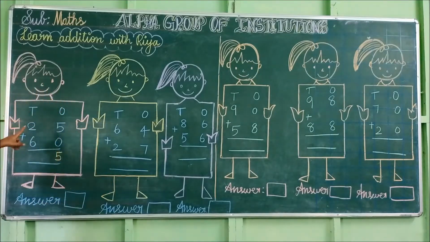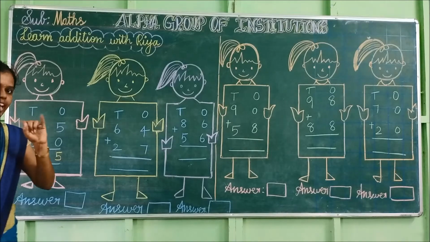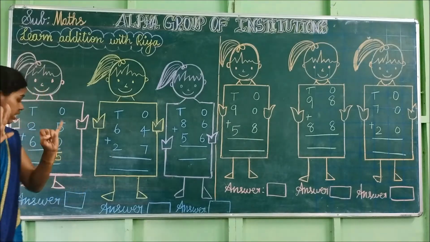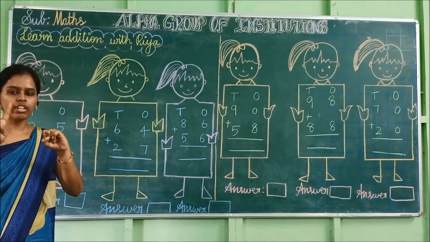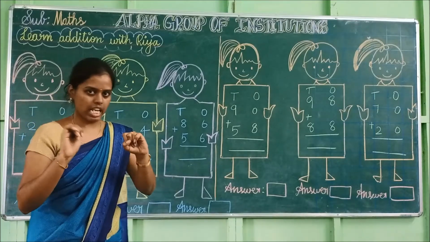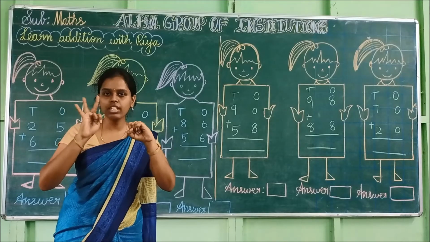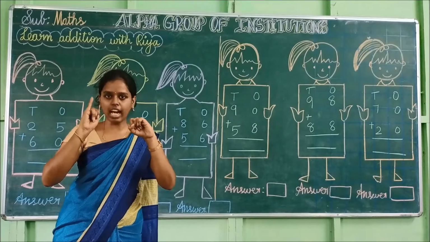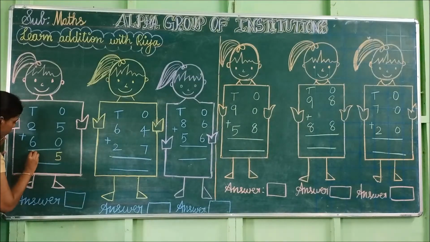What have we done here? We have kept 2 in our mind and 6 in our fingers. After 2 we start counting: 3, 4, 5, 6, 7 and 8. So the answer for 2 plus 6 is 8.